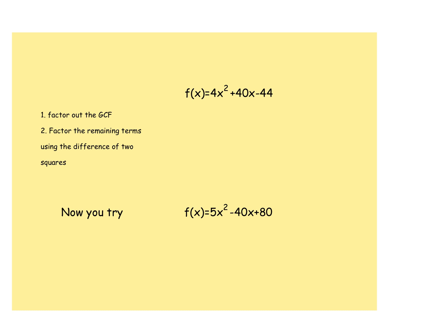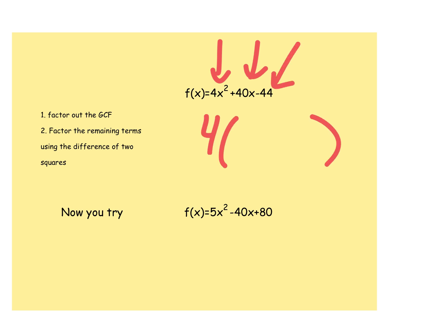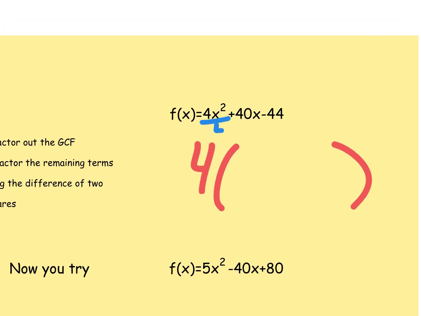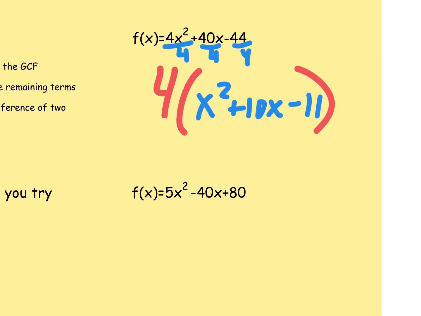Do you see what they all have in them? 4. Yep. Do you know when a kid's like, well, yeah, but I don't know what to do after that? Do you know what to do after that? You divide. Yes. Divide them all by 4. And that'll tell me x squared. What's 40 divided by 4? 10. 44 divided by 4? 11. Nice. And then you should ask yourself, can I factor it again? And in this case, you can.